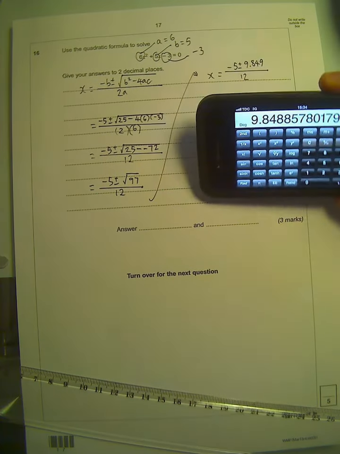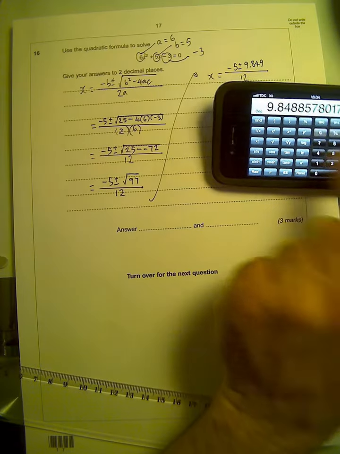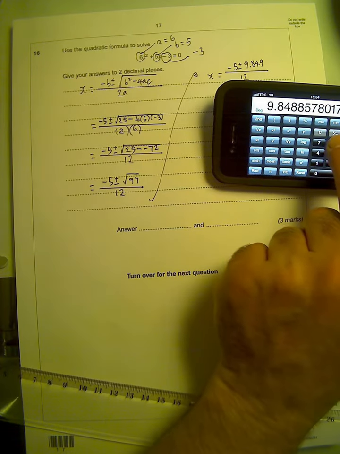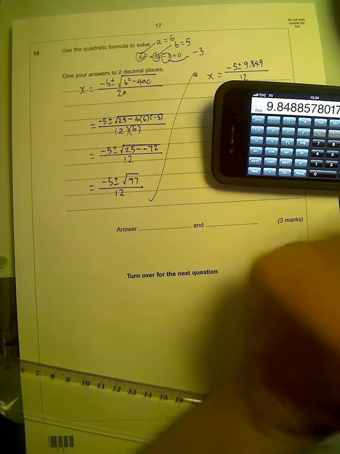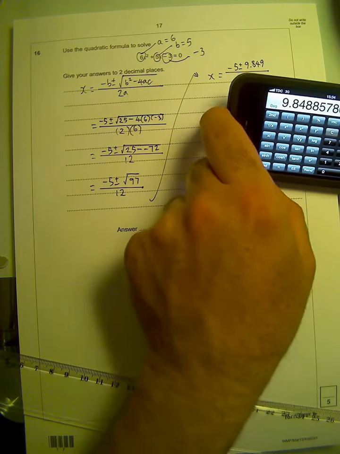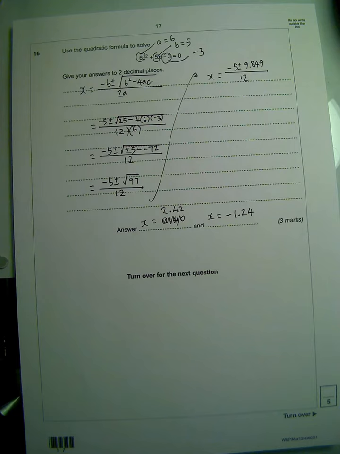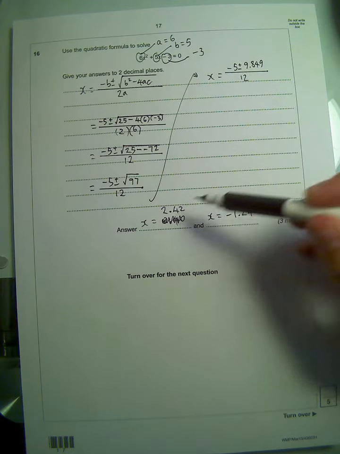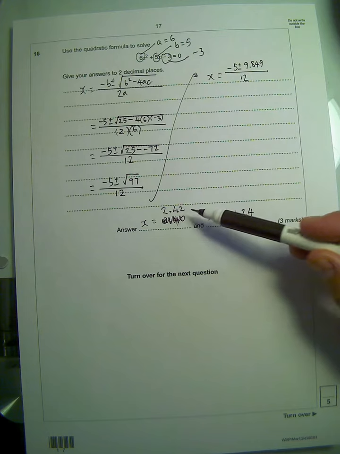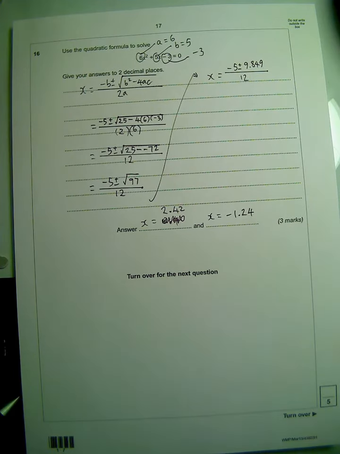And in fact, if I'm smart, I can keep this number in the memory of my calculator so that I can use the exact value. And if you don't mess that up, like I did the first time I did it, then you get x equals 2.42 or minus 1.24 to 2 decimal places.